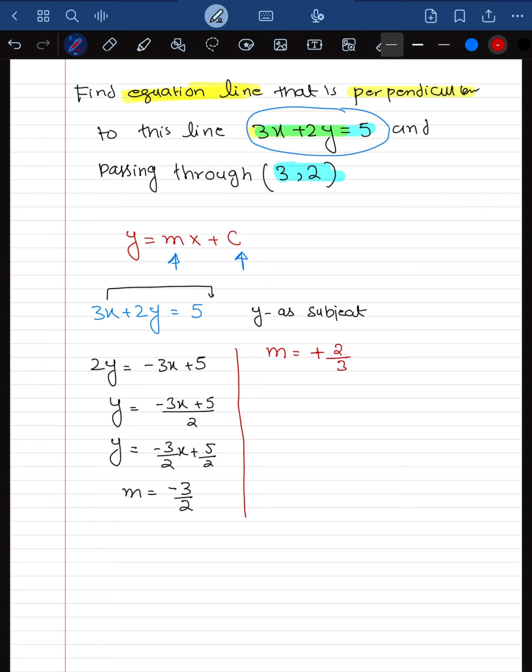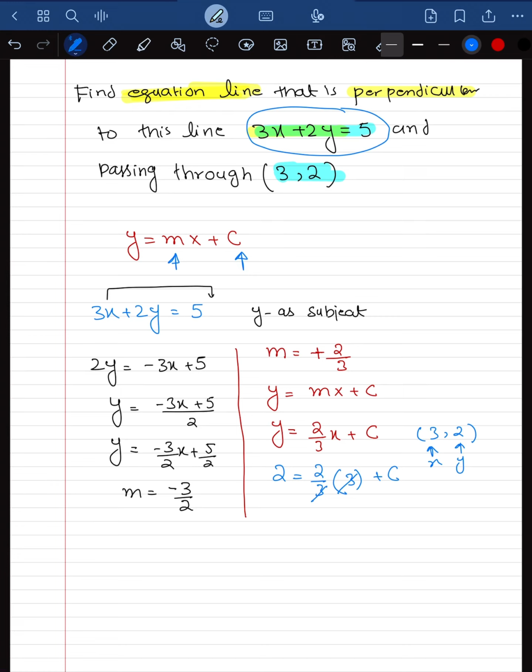And now you will use this formula: y is equal to mx plus c. Now place the value of m in this equation: 2 by 3 x plus c. Now we do the same step to calculate the value of c. We use the point that is given in the question. The point is 3 comma 2, where this is the x and this is y. Now we put the value of x and y to calculate the c. y is 2, and it is 2 by 3 times x, which is 3, plus c.